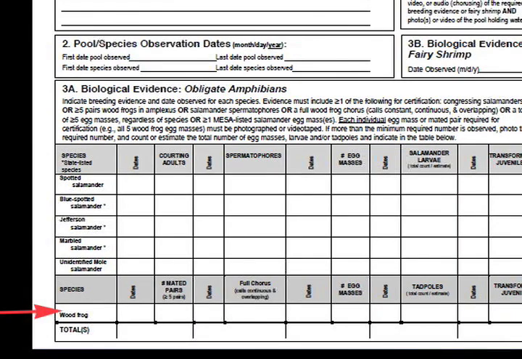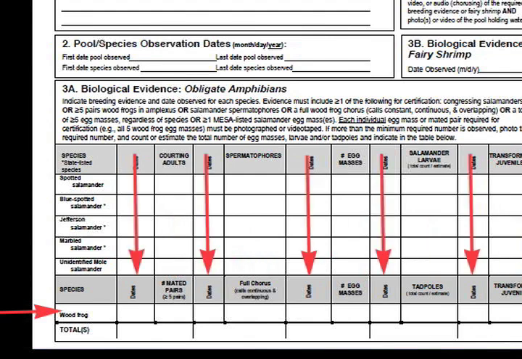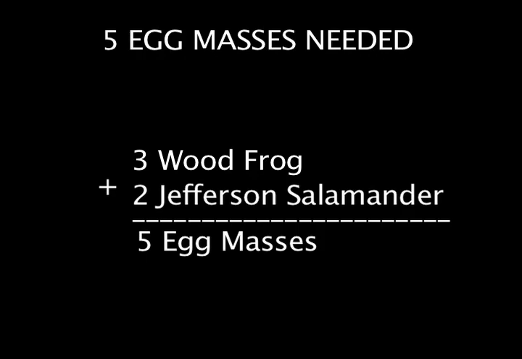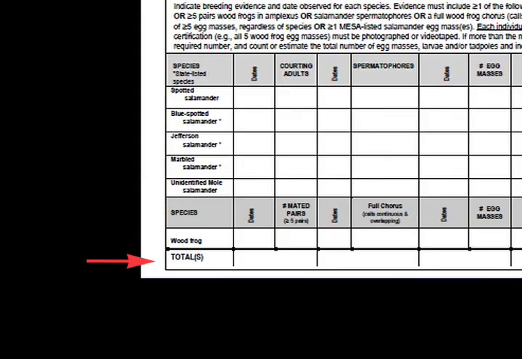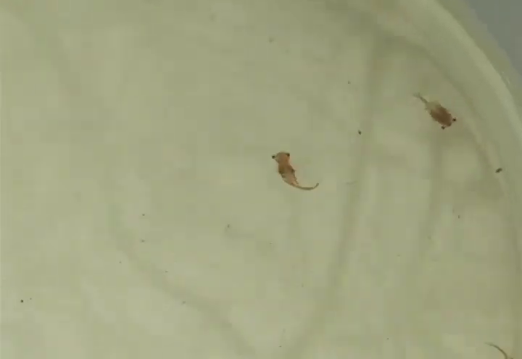Near the bottom of Section 3A is the row used to enter observations related to wood frogs. Fill in the boxes in this row with information from your observations. There are boxes for the number of mated pairs you observed, the number of egg masses, the number of tadpoles, or an estimate, and whether or not you recorded chorusing frogs or saw transforming juveniles. Be sure to include the dates of your observations. Remember that when documenting 5 or more egg masses, you can add together the egg masses from mole salamanders and wood frogs. If you observed fairy shrimp, enter the date of the observation in Box 3B.